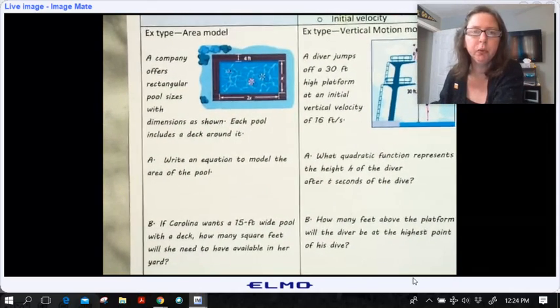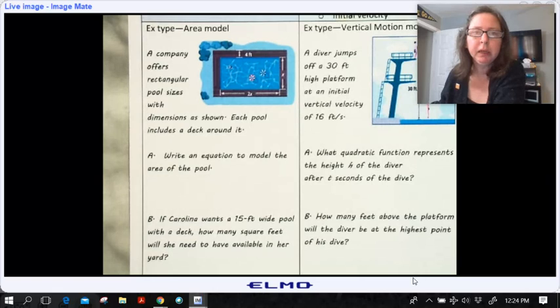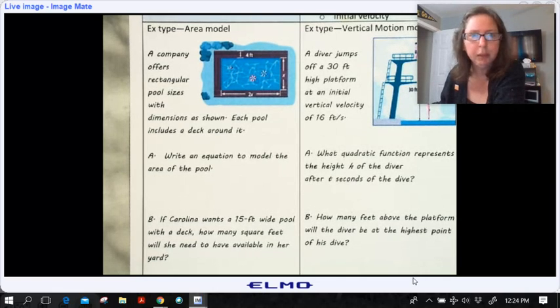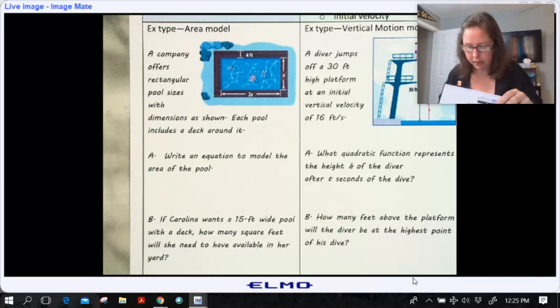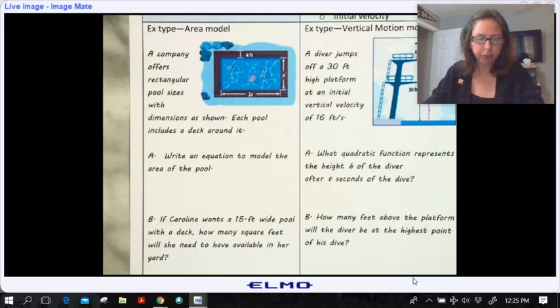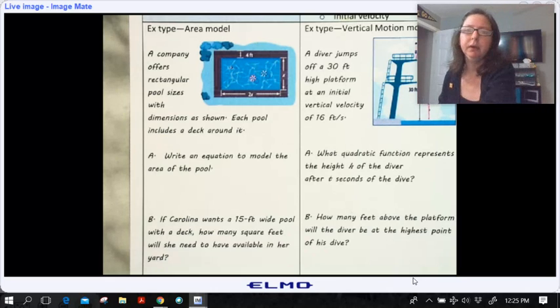So in this first one, we're looking specifically at a swimming pool company. They offer rectangular pool sizes with the dimensions as shown. Each pool includes a deck around it. So the first thing that we're going to do is write the equation to model the area of the pool. All right, so let's take a look at how we're going to do this.